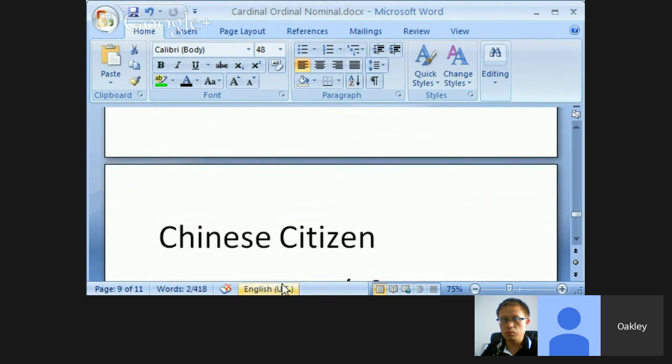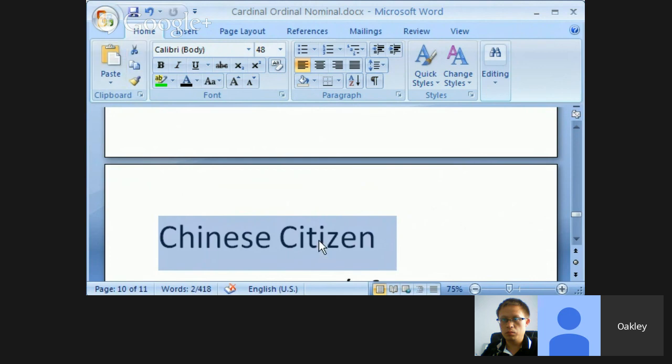I know this is a little bit off numbers, but just to illustrate the point, we'll give Xingyu a chance. Xingyu, how would you say this short phrase? Chinese citizen. Yeah, well, Chinese citizen. Okay, right.